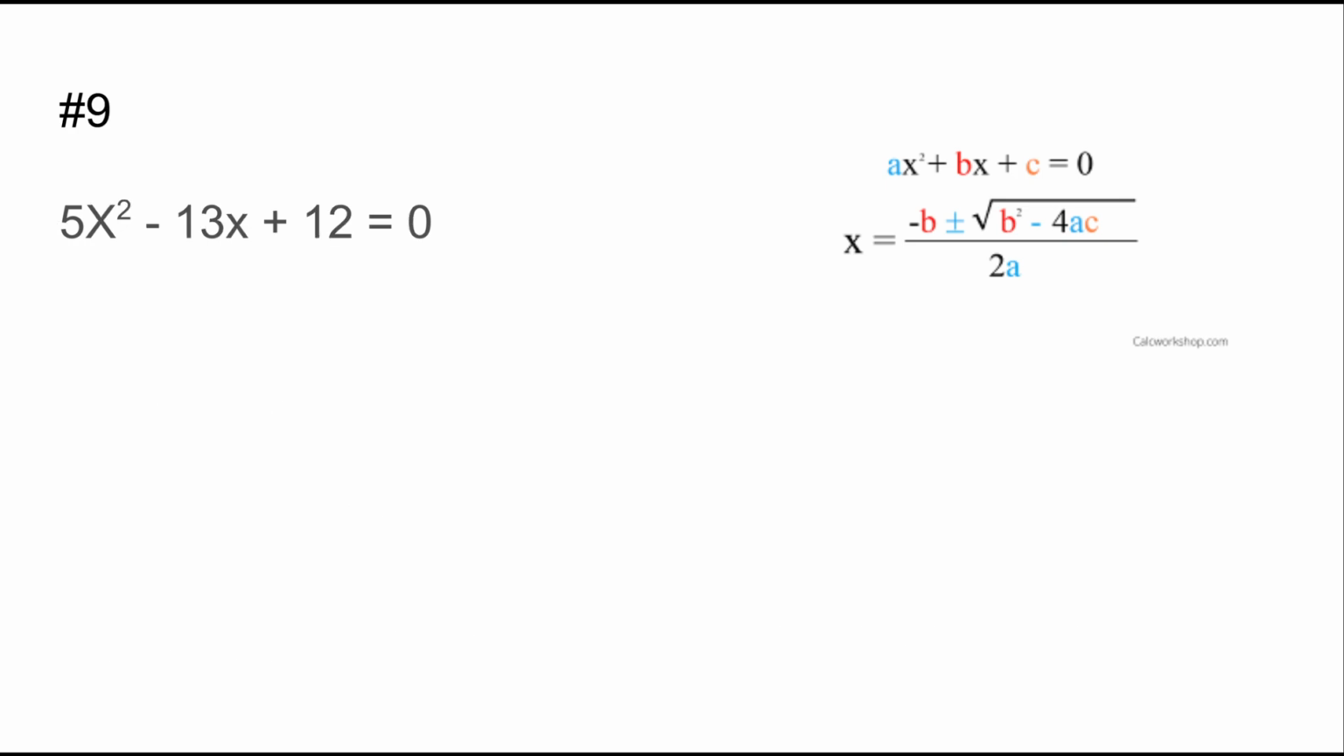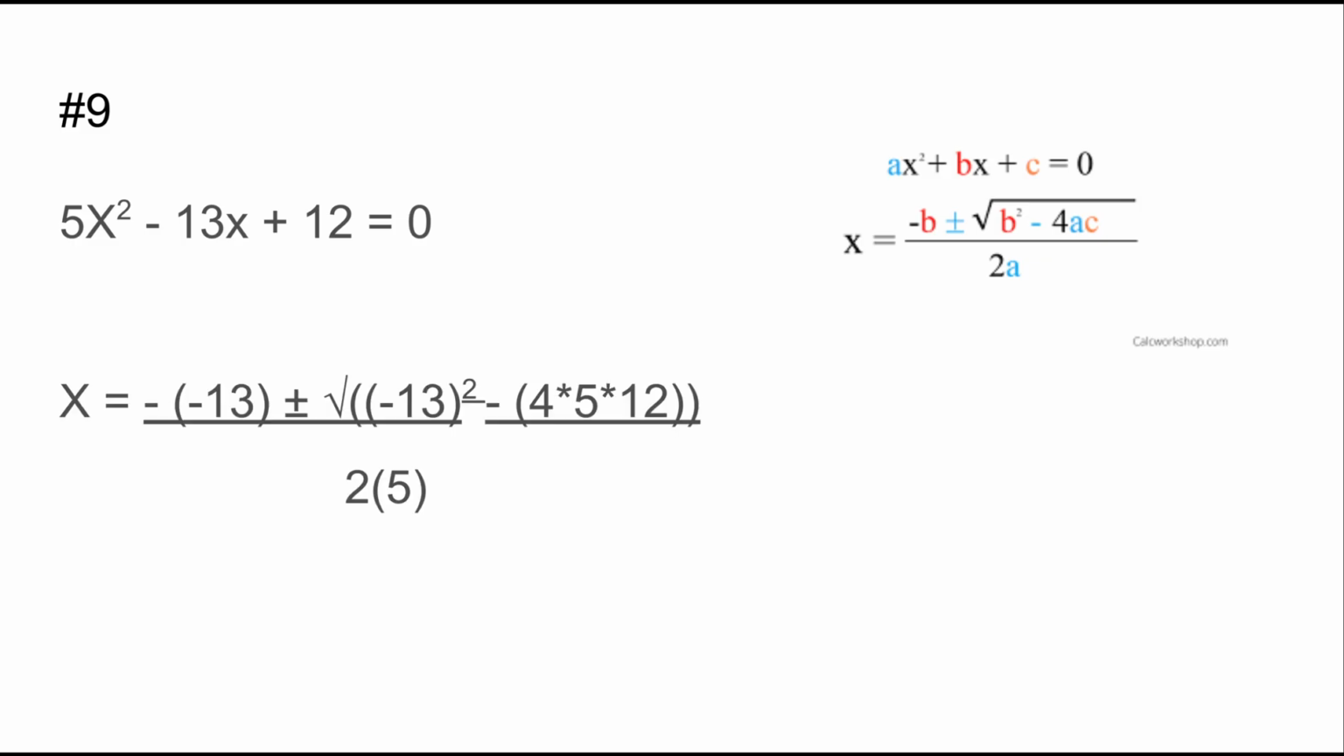Number 9, 5x squared minus 13x plus 12 equals 0. x is equal to negative 13 plus the square root of negative 13 squared minus 4 times 5 times 12, enter, divided by 10, equals. Now, this one you should get an error when you hit enter. The reason why is 13 squared is 169, and 4 times 5 times 12 is 240. This would be a negative number. You cannot find the square root of a negative number, and therefore this has no solution. This is an empty set.